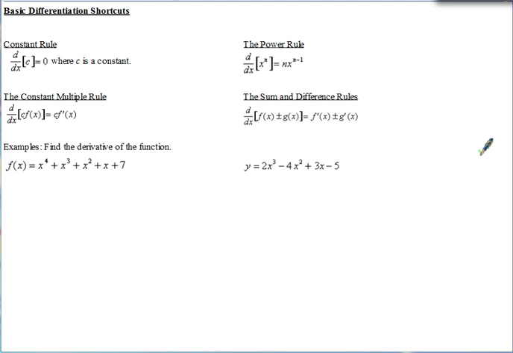Zoom notes for AP Calculus on the topic of basic differentiation shortcuts.